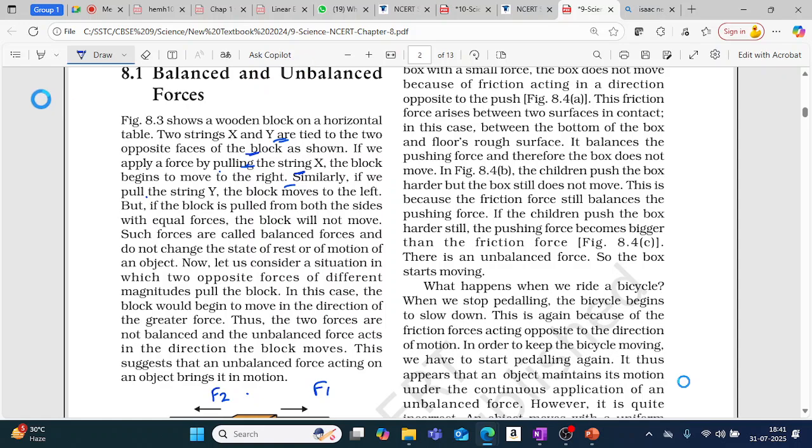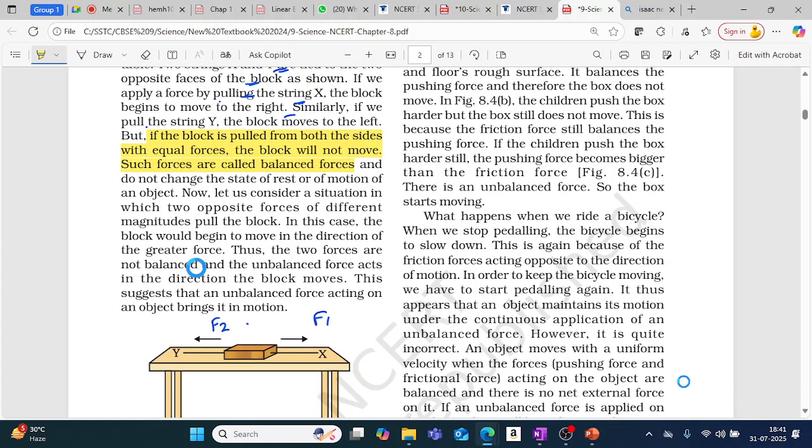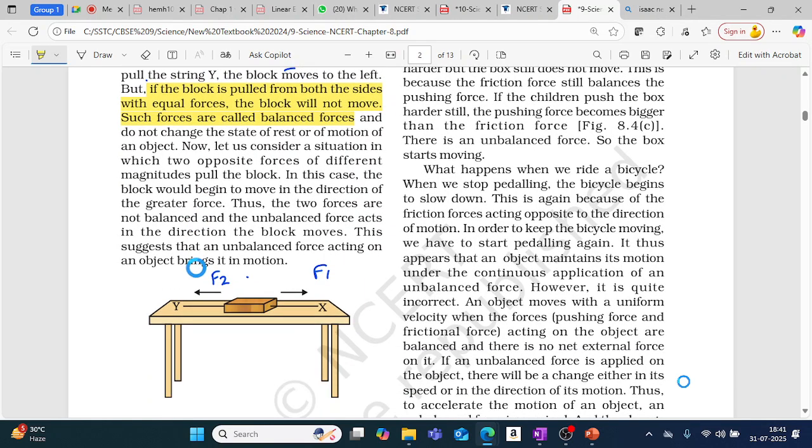If the block is pulled from both sides with equal forces, the block will not move. Any objection to this? Equal and opposite forces are called balanced forces. So if the object is already at rest, it does not move. If the object is already moving, it does not stop. But if the forces are not equal, then what happens? There is a net force that is called unbalanced force.